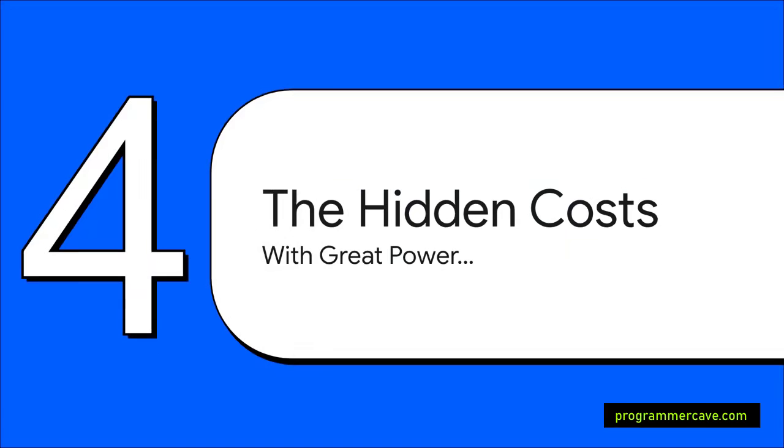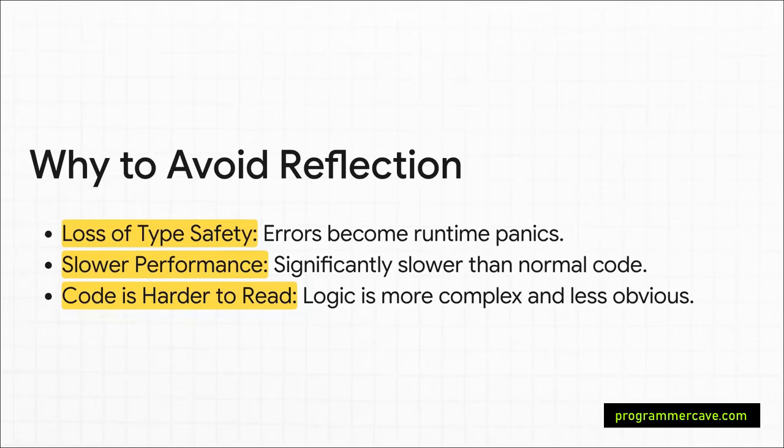All right, so we've seen how powerful this is. It feels like a superpower, right? But, and this is a huge but, every superpower has a cost. With great power comes great responsibility, and we really need to talk about the hidden costs of using reflection. There are three big reasons to be super careful.